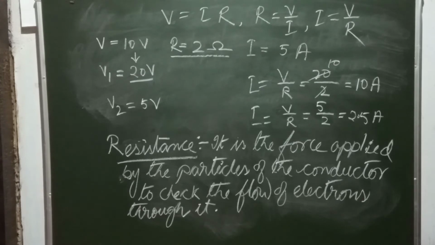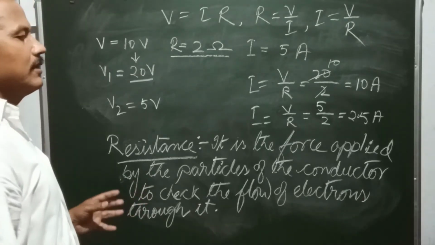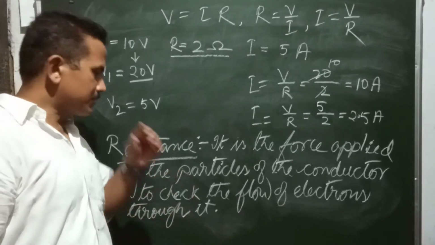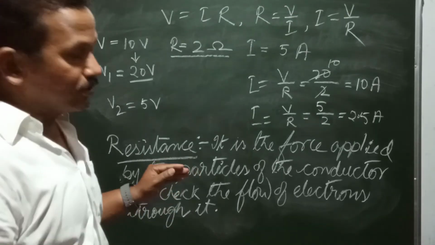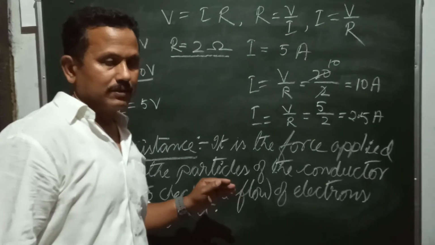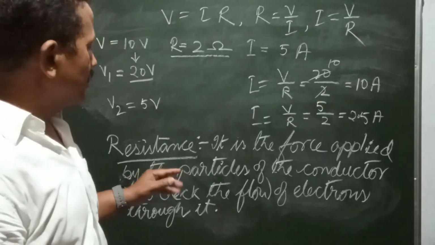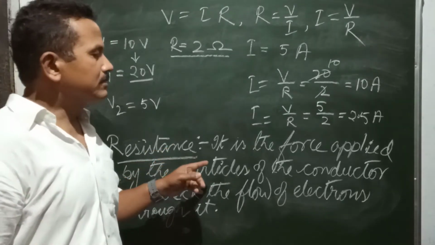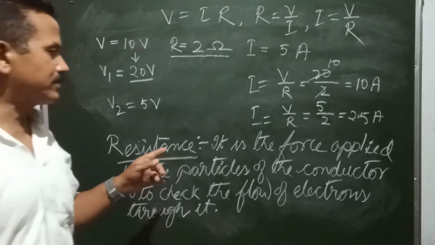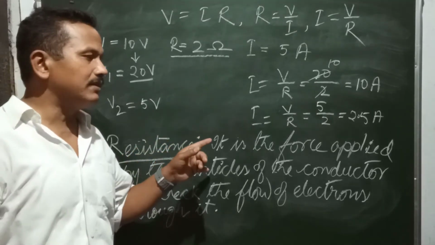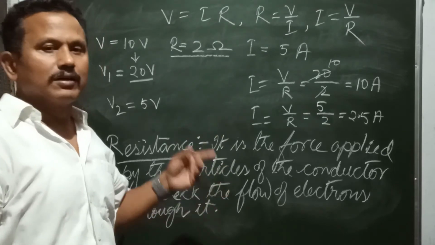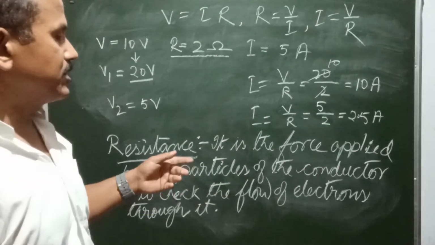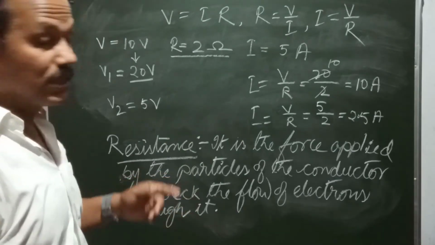In a very simple way, you should understand it in this way. And being a class 10 student, you should understand in the simplest possible terms, because you have to develop the concept here. For your further use, keep in mind that this electrical resistance is the resistance applied by the particles of the conductor by collision or some other method, generally collision, to resist or to check the flow of electron through that conductor.